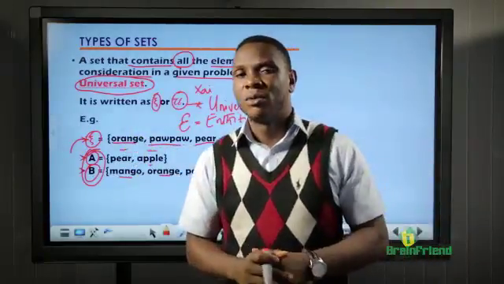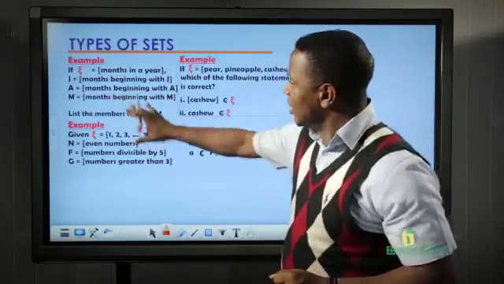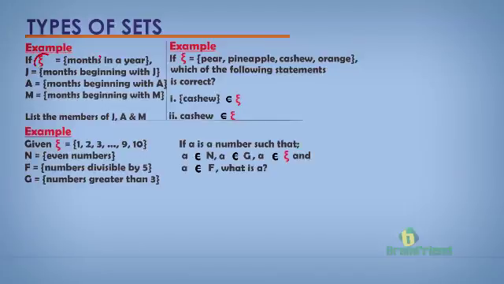Let's take a look at an example. Then we will understand better what the universal set is. Take this example. The universal set here is the set of all the months in a year. I guess you know there are 12 months in a year. And of course, they range from January to December. Now we have three sets here. The first set being set J. J is the set of all months that begin with the letter J. While A is the set of all months that begin with the letter A. And M is the set of all months that begin with the letter M.